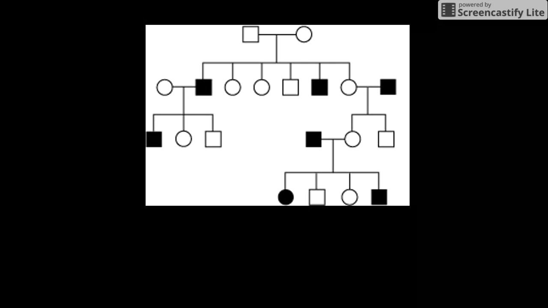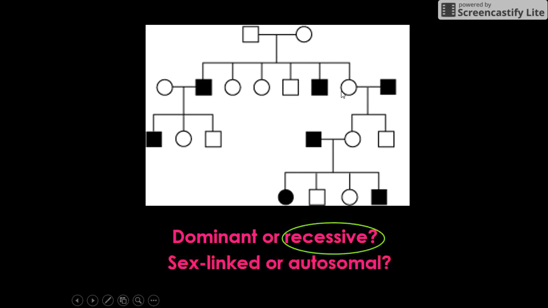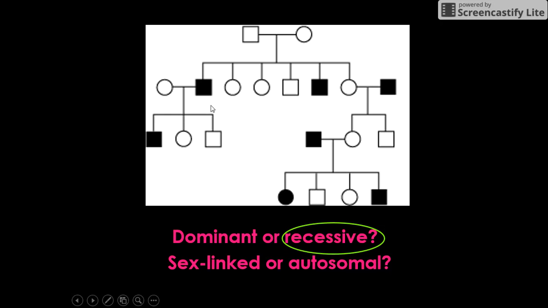Okay, what about this one? Dominant or recessive? Well, right off the bat, I see these parents do not have it, but their babies do. That is my clue that it is recessive. Sex-linked or autosomal? Let's see how many boys have it. 1, 2, 3, 4, 5, 6. And there's only 1 female who has it. Way more males than females, so it must be sex-linked.